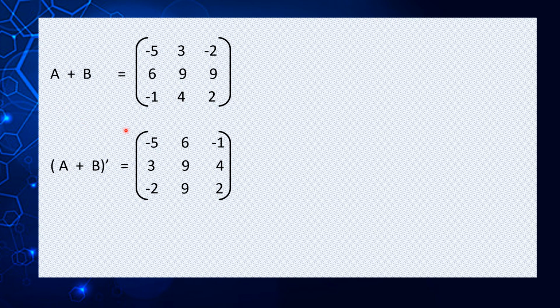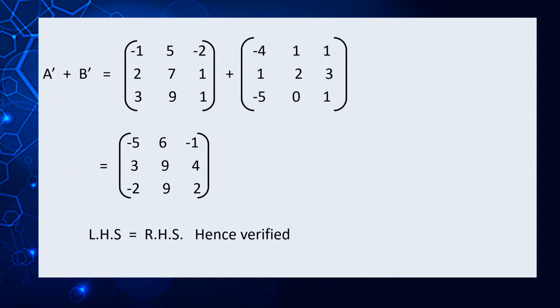Now we have the A plus B matrix, so we will write A plus B the whole transpose, that is the transpose of this matrix, that would be minus 5, 6, minus 1, 3, 9, 4, minus 2, 9, 2. So we have found A plus B the whole transpose.